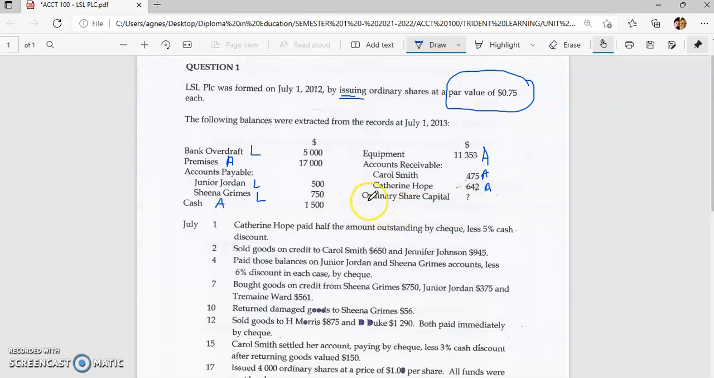And here they have ordinary share capital, but you do not know the value of ordinary share capital. So as with respect to a sole trader, when we use the accounting equation which states assets equals liabilities plus capital, and we use that accounting equation to work out what the capital was for the sole trader, you are going to use the same accounting equation to work out what the ordinary share capital is for this company by stating capital is equal to your assets minus liabilities.